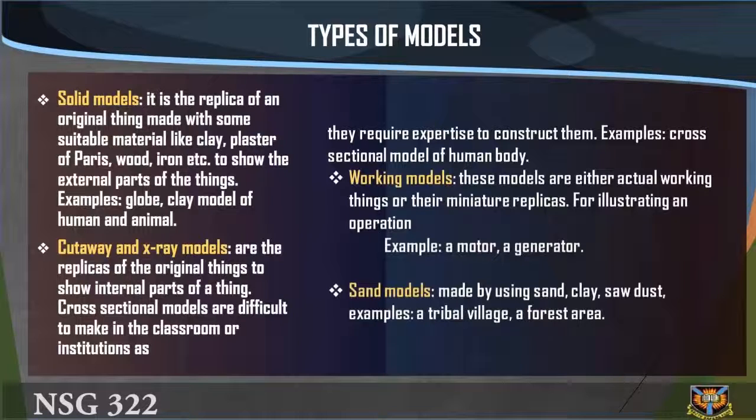Cutaway and X-ray models are replicas of the original things to show internal parts of the thing. Cross-sectional models are difficult to make in the classroom or institution as they require expertise to construct them. Examples: cross-sectional model of human body. Working models: these models are either actual working things or miniature replicas for illustrating an operation, for example, a motor, a generator. Sand models, made by using sand, clay, sawdust, for example, a tribal village, a forest area.